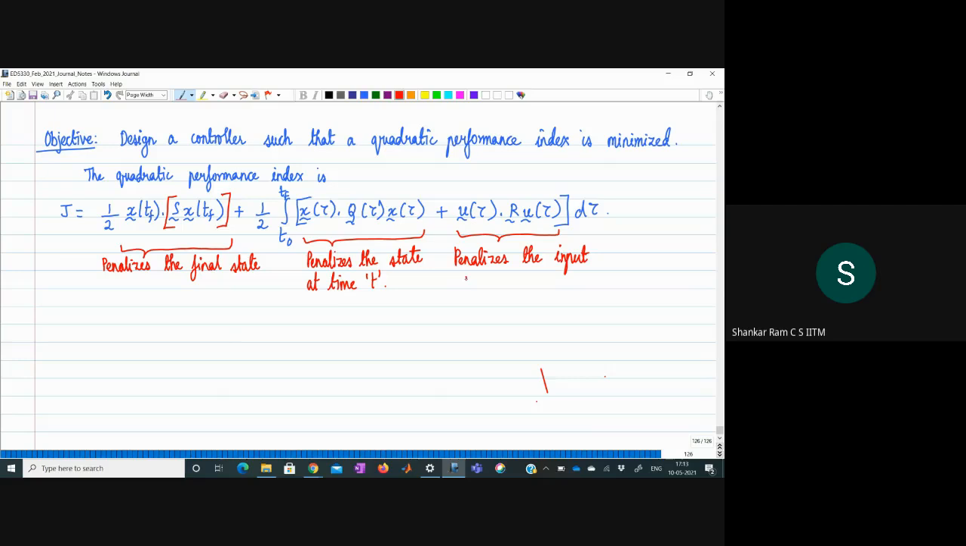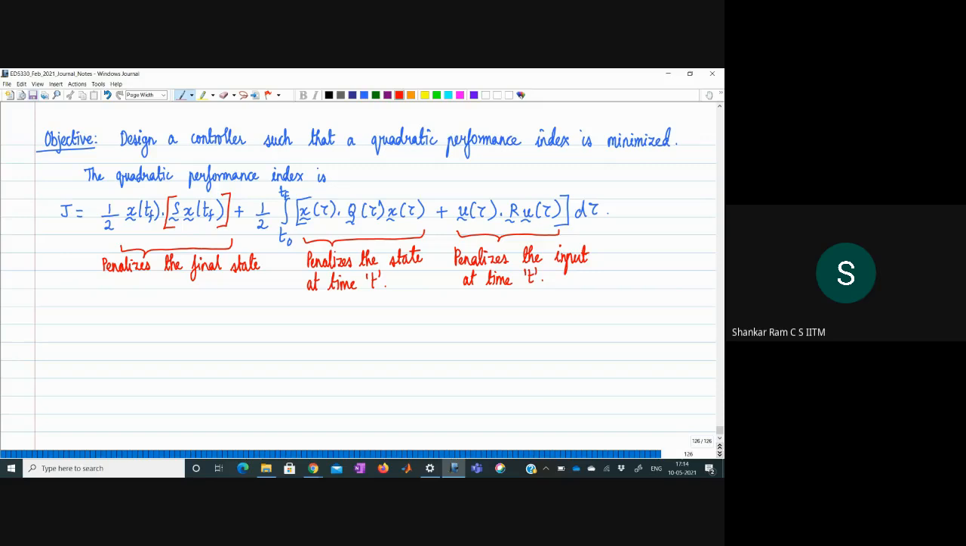So while we should ensure that the state is penalized and good tracking of the desired state is obtained, that should be at a reasonable cost. We don't want to ask the controller to realize control inputs which are not tractable in practice. That's why we also need to ensure that the control input is penalized in some sense. All right.